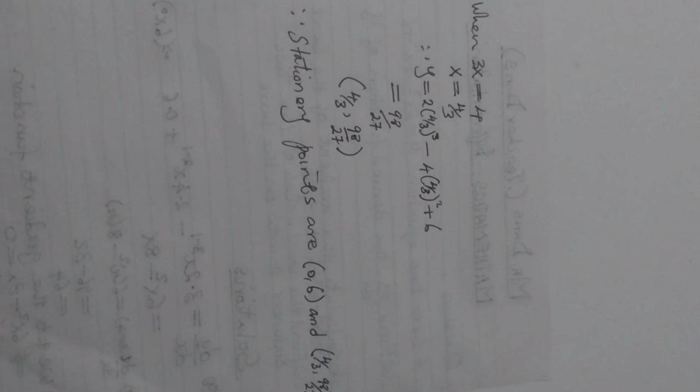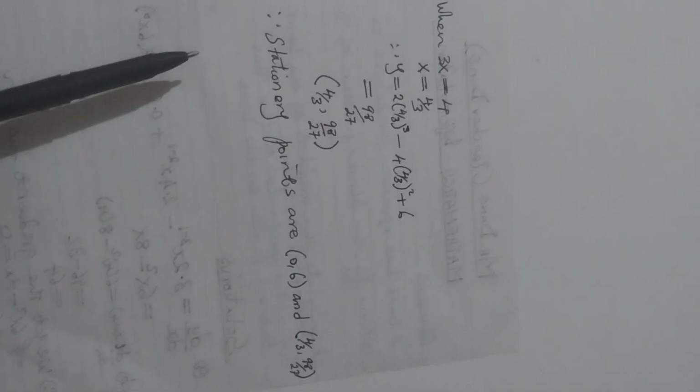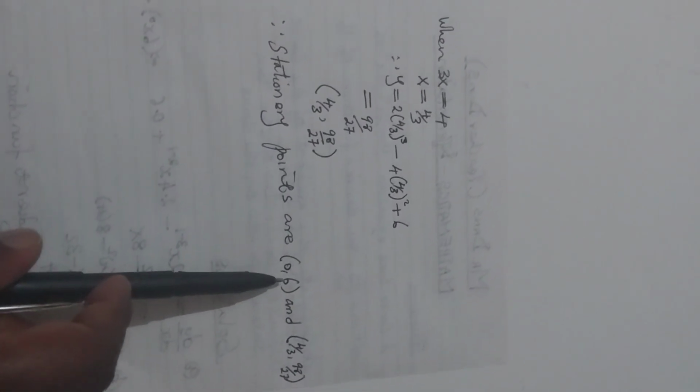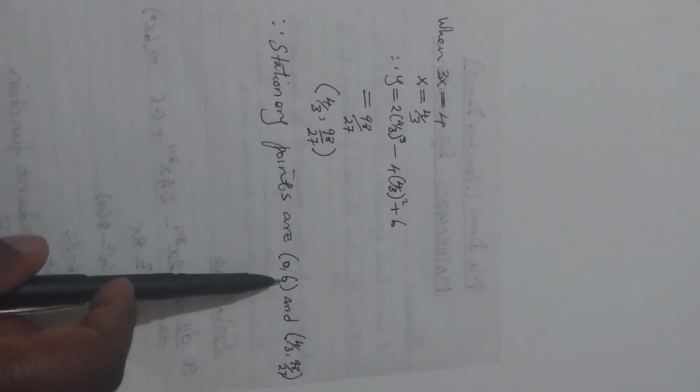Equally, on the other side, where x is equal to 4 over 3, we use the same equation and substitute for the value of x, and y is going to give us 98 over 27. So now that we have x is equal to 4 over 3 and y is equal to 98 over 27, the two stationary points are: the first where x is equal to 0 and y is equal to 6, and the next where x is equal to 4 over 3 and y is equal to 98 over 27.